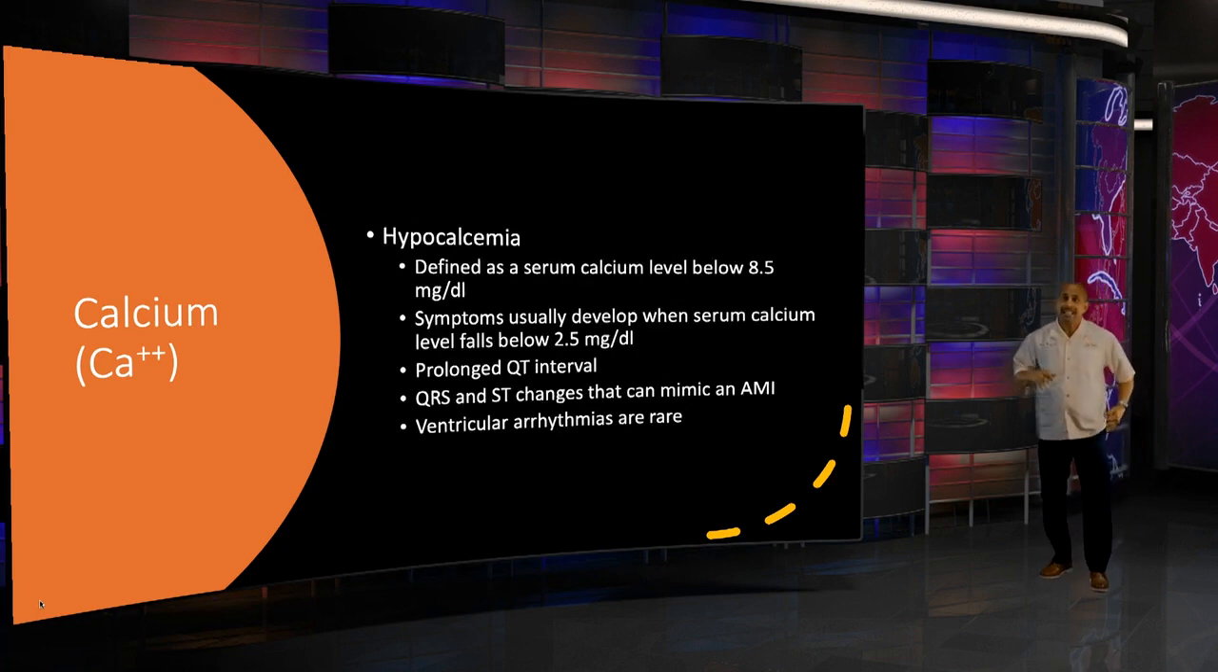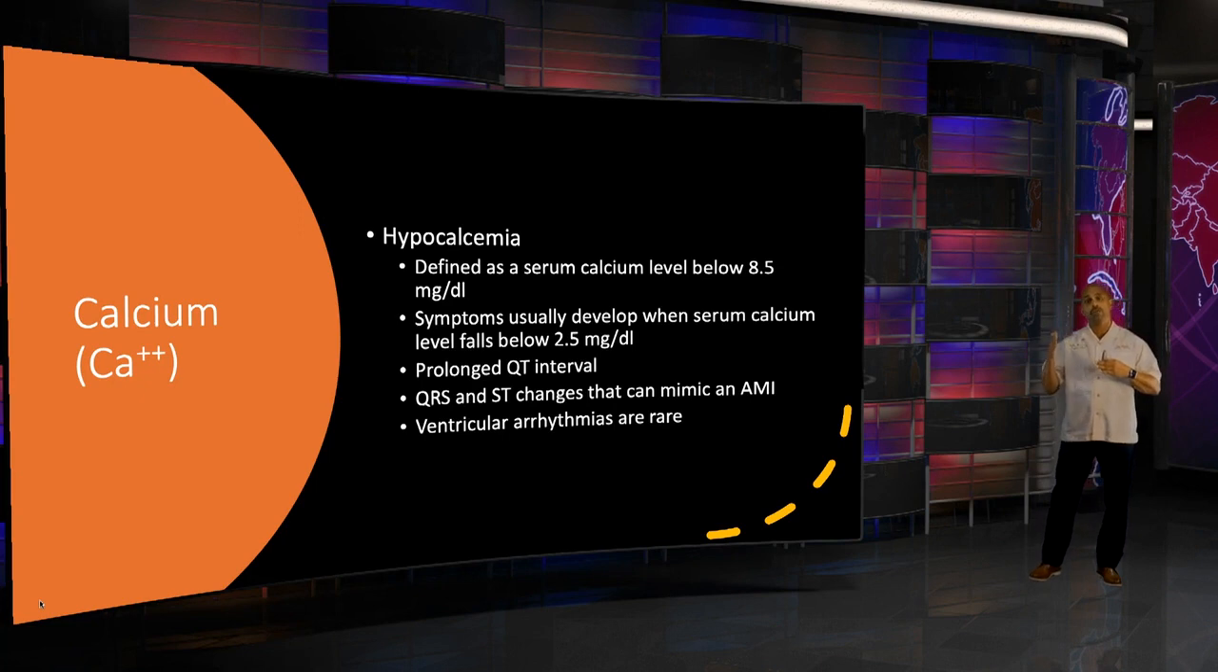So hypocalcemia. Hypo means low. Calcemia means calcium. Right? So if you have low calcium levels, that means we're less than 8.5. Now symptoms usually develop when the serum is way, way lower than that. We're talking 2.5 milligrams per deciliter. So it has to be really low, but when you have really low levels, you're going to start seeing a prolonged QT interval.